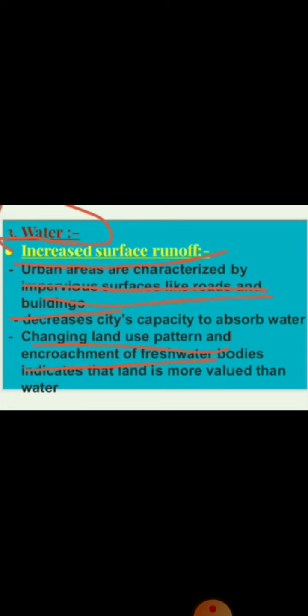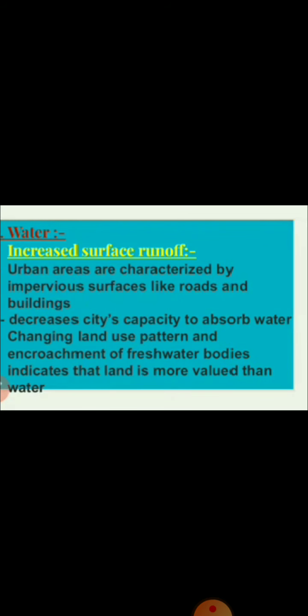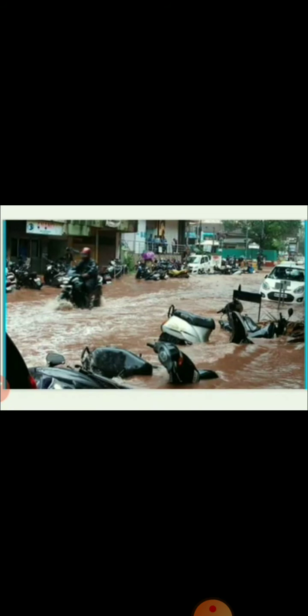This indicates that land is more valued in India than water, due to which surface runoff increases, which results in urban flooding. In every monsoon, we see such a situation in Mumbai. Here are the pictures showing the situation of surface runoff in our cities.